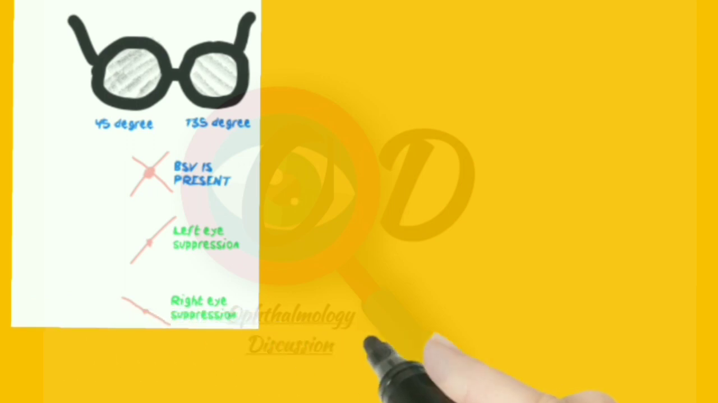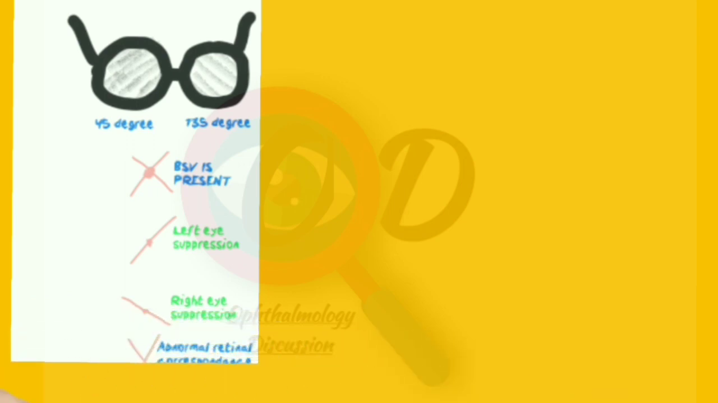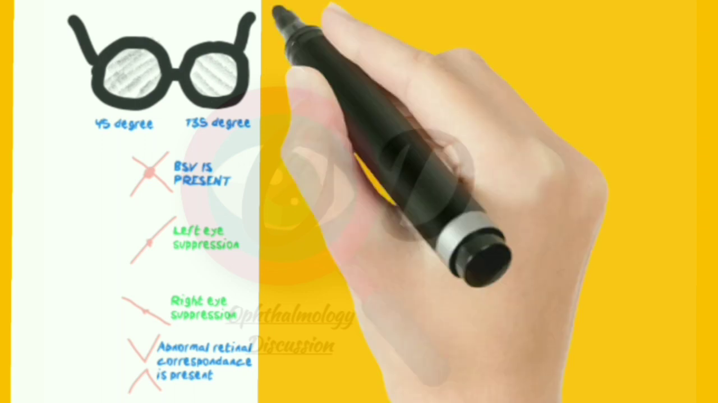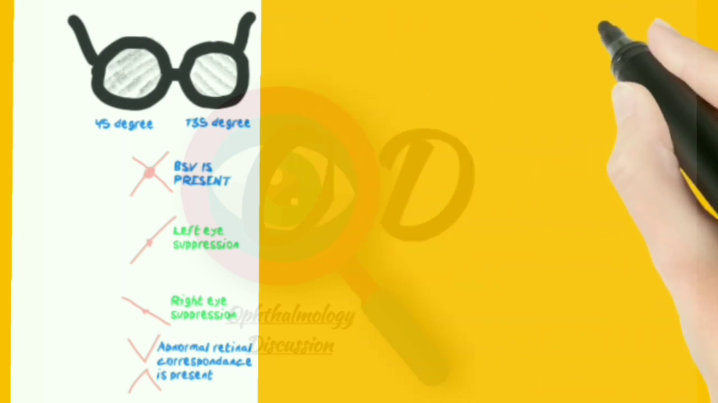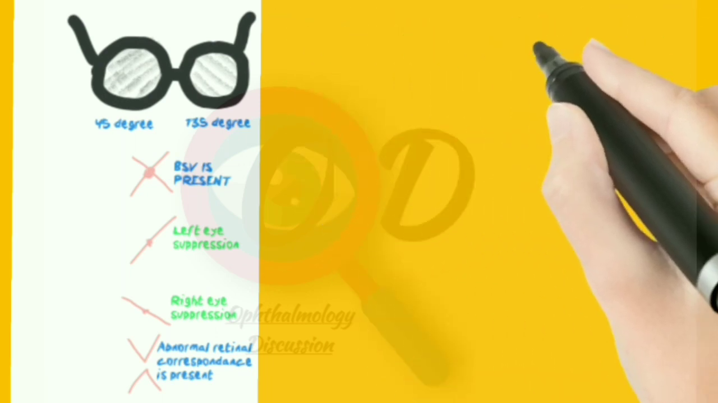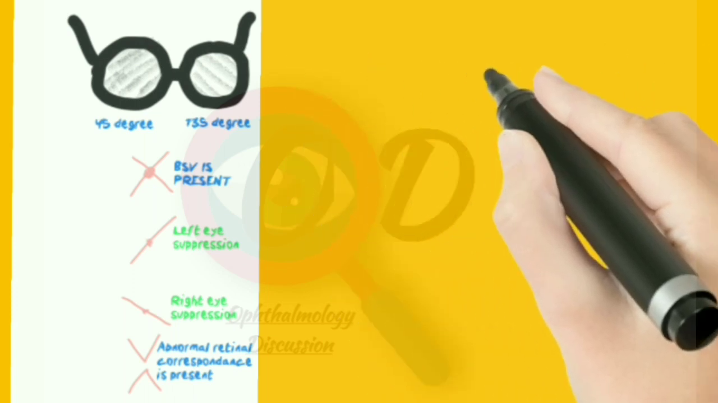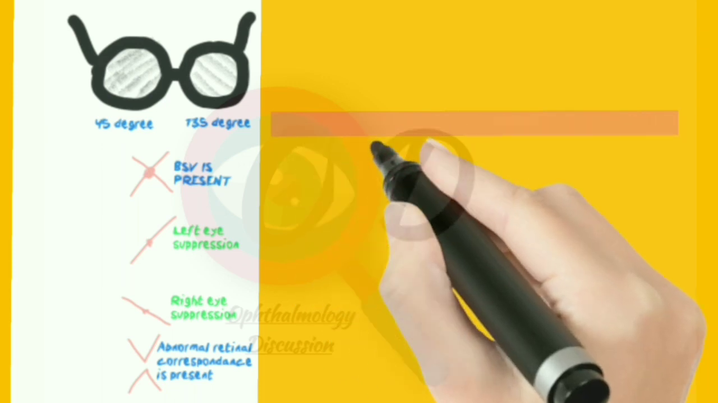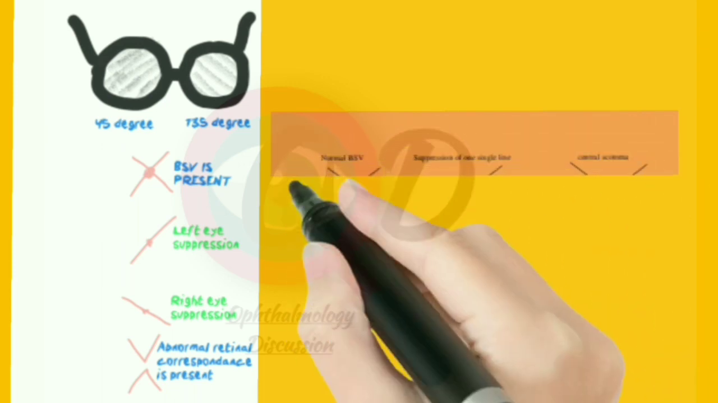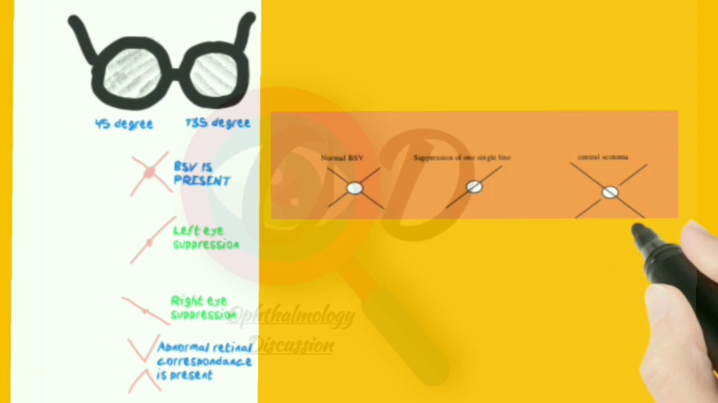Whenever only the line of the right eye glasses is seen, then there is left eye suppression. And whenever only the line of the left eye glasses is visible, then there is right eye suppression. And if the lines are seen like an upper triangle and a lower triangle, as you are seeing in the image, not bisecting with each other, then it is abnormal retinal correspondence.